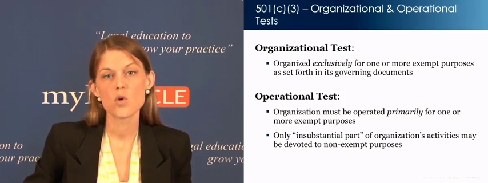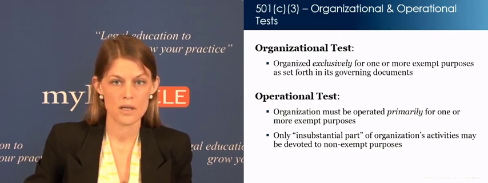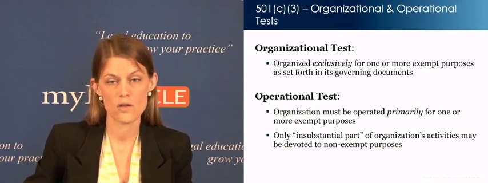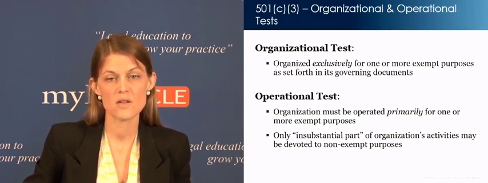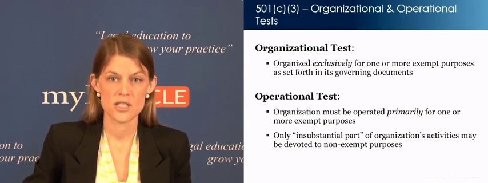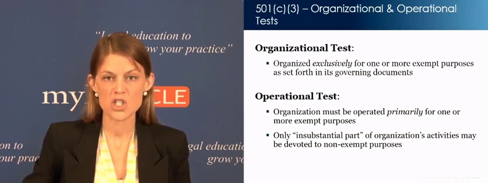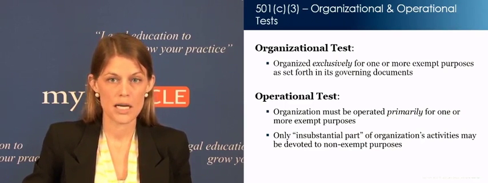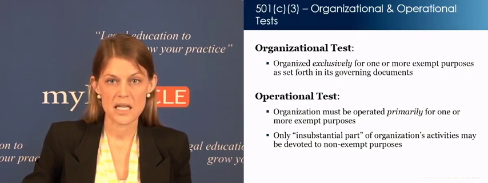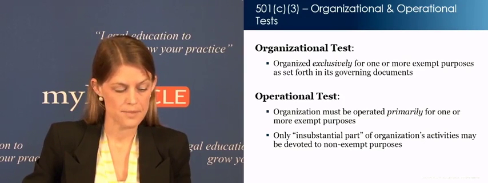So that means that the reason for forming the organization needs to be to operate exclusively for furthering one of those exempt purposes. And it's not enough that the organization is organized for some exempt purposes and for some non-exempt purposes. And as I mentioned, the Articles of Incorporation and other organizing documents should specifically state the organization's exempt purposes.